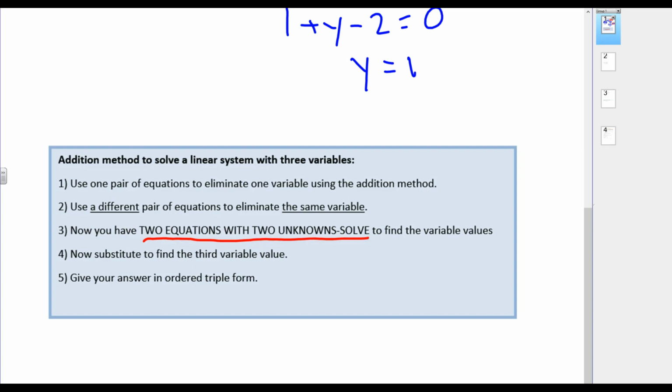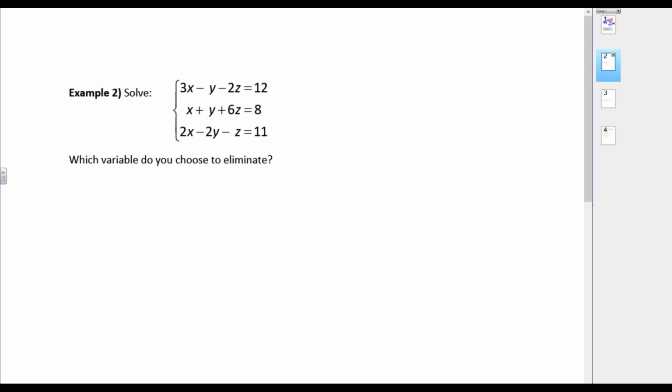You've got three methods to solve a system of two equations. You then solve for those two variables, and you plug back in to find the third variable, and you'll give your answer in ordered triple form. Let's do some examples so y'all can get a feel for how this works.